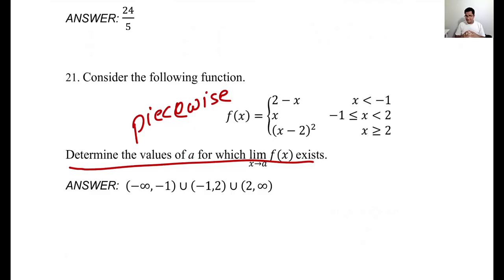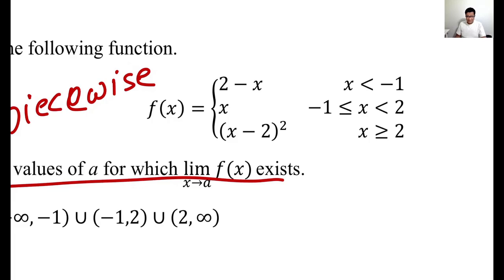You are asked the values of a for which the limit exists. Okay, and a very good understanding of functions is going to come here. We said previously that as long as it's a rational function or a polynomial function, or I said any elementary function, when you look at its domain, it will have its limit and it will be continuous there, in fact, right?